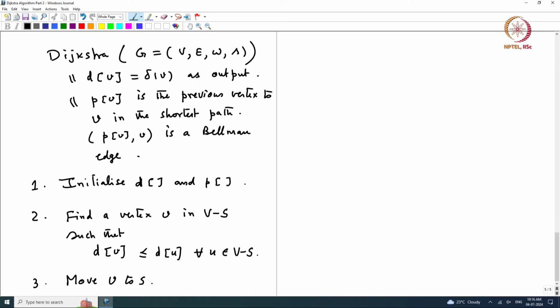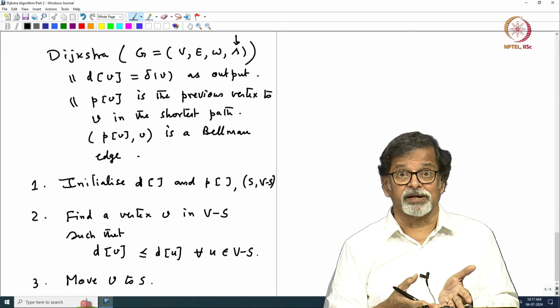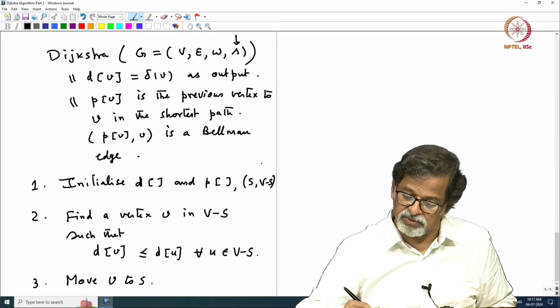You have to initialize D, P, and here itself let me specify S and V minus S. You have to initialize S and V minus S. How do you initialize them? You put only the source vertex S, which is a part of the input, in S, and all other vertices in V minus S. But how do we actually do that? We have a Boolean array for that.